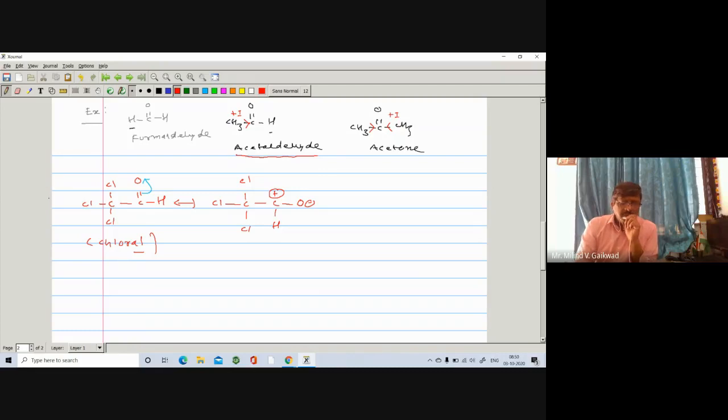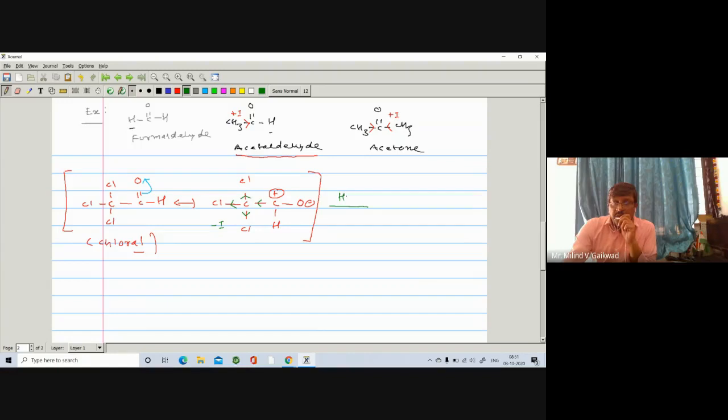So there is a generation of such a C positive, and you'll find that in the second resonating structure, the carbon has a positive charge, and to this positive charge there are 3 strong electron withdrawing groups which exhibit minus I effect. So due to the minus I effect, the intensity of positive charge gets increased, not decreased. It gets increased, so it is more reactive, right? It is more reactive.